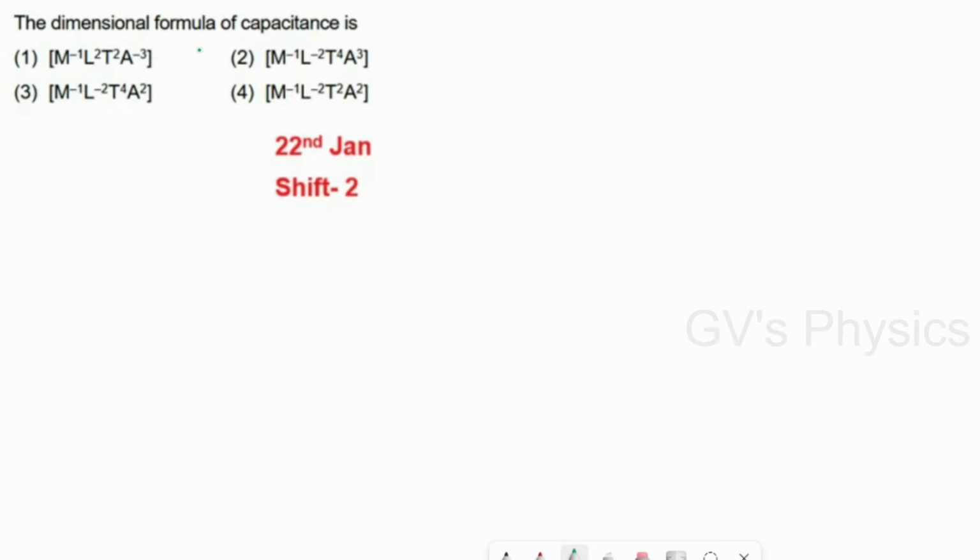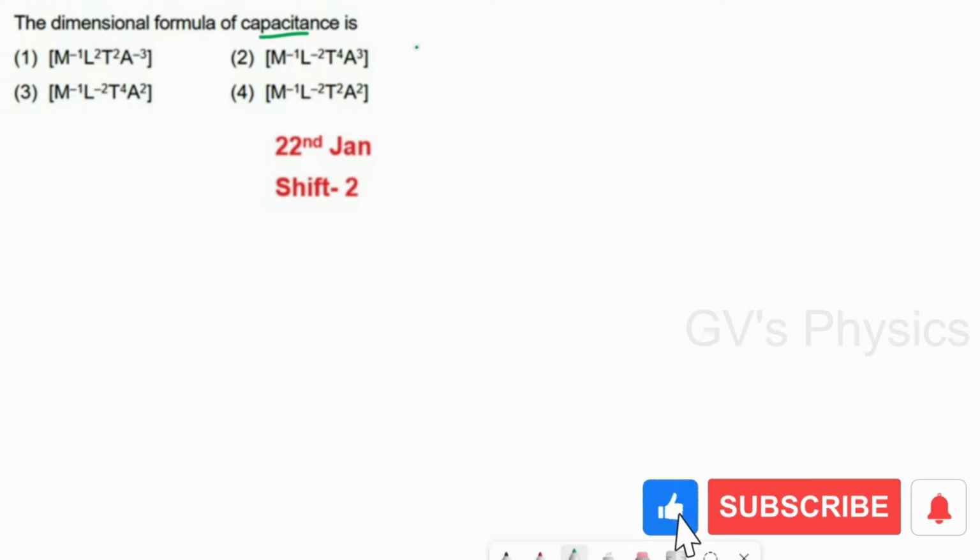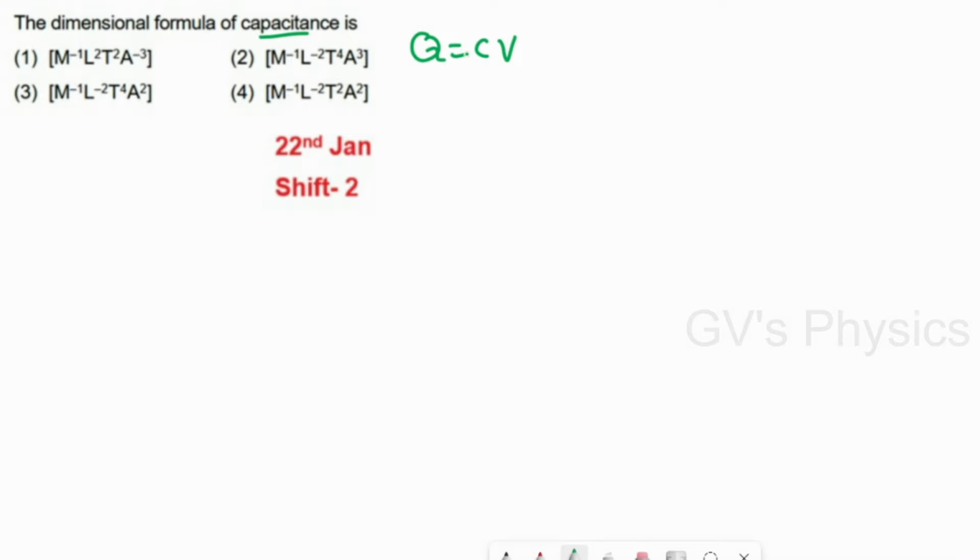The dimension formula for capacitance. To find the dimension formula for capacitance, we have to choose the formula which contains capacitance. So here I am going to take the formula charge is equal to C into V. First we have to find the dimension for charge and potential difference. Then we can substitute in this formula.